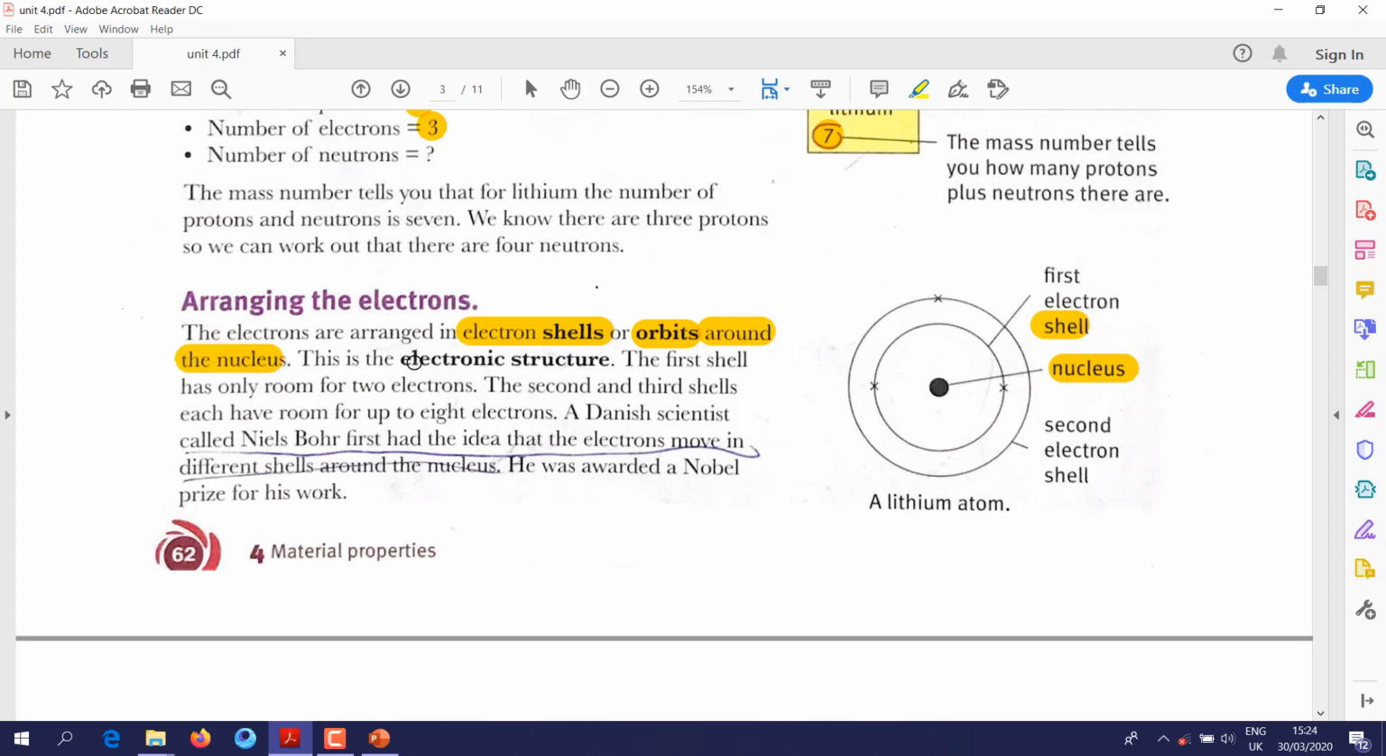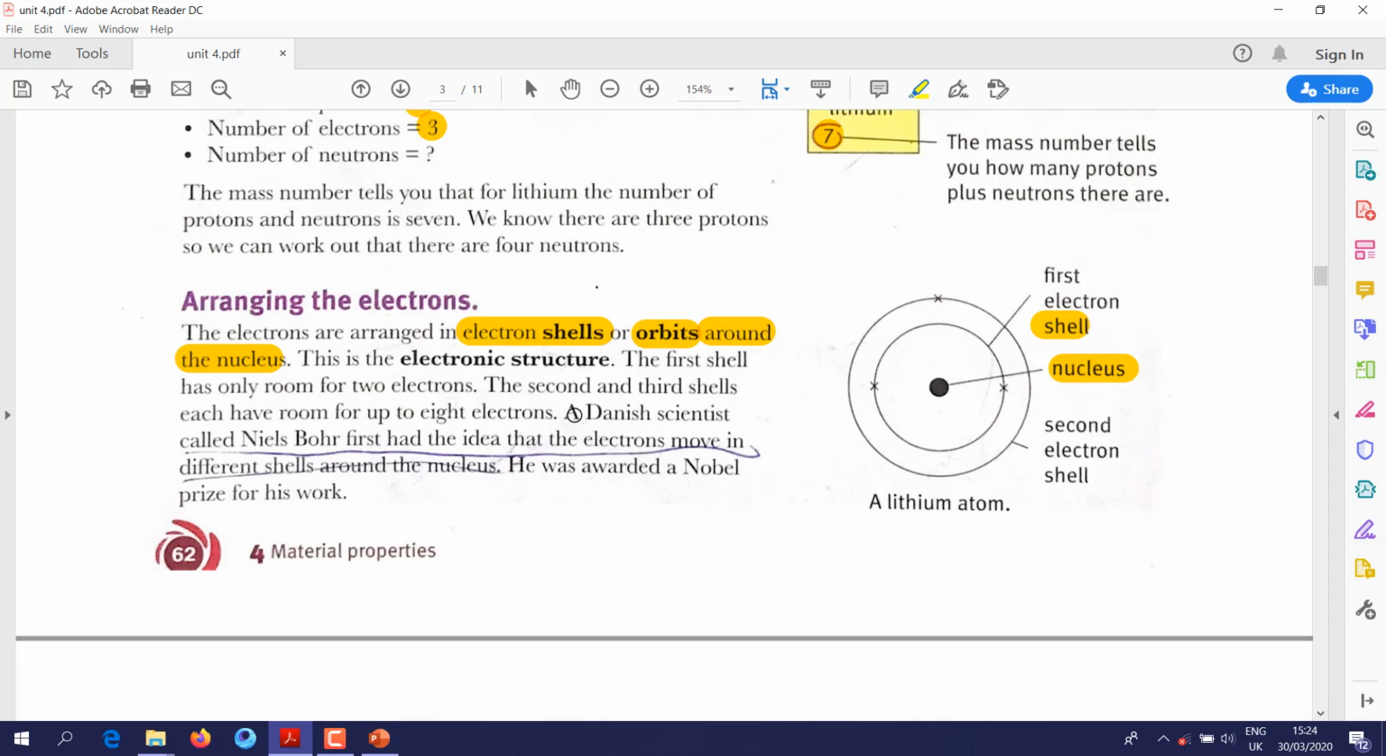Focus on this question, because sometimes they will say electrons are arranged outside the atom. Here it's wrong. It's not outside the atom, it's still in the atom. It's around the nucleus.